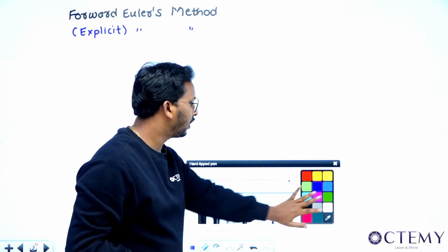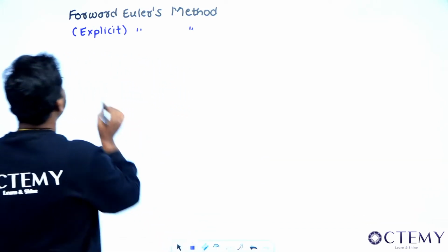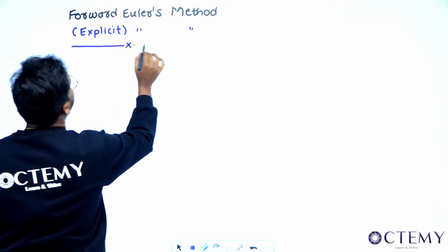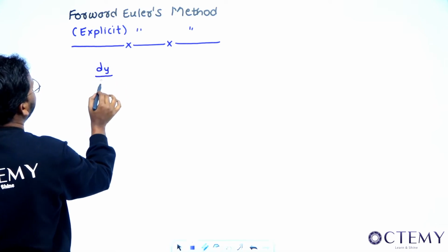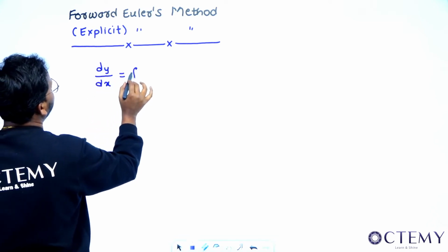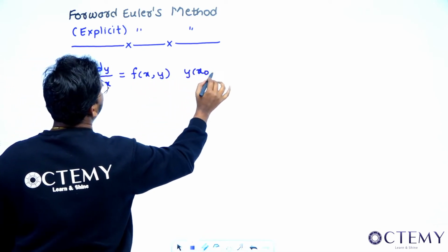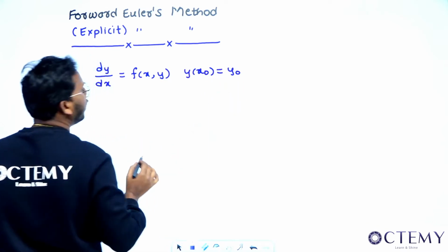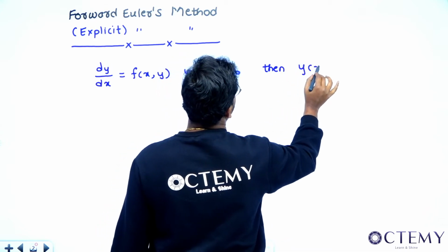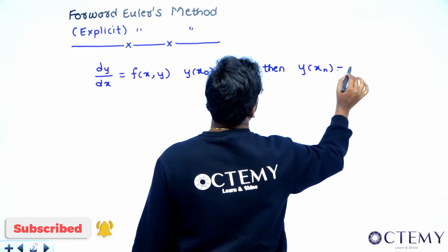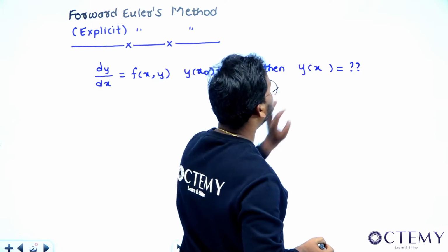And one thing we want to clear here is this, sir. In all the problems which we are going to solve in this particular chapter, the question will be given to you like this. That is dy by dx is equal to, say, f of x comma y, and y(x0) is equal to y0. Then they will ask you y(x), say x1 or xn, is equal to dash, right? So they will ask what is the y value for some other particular value of x.